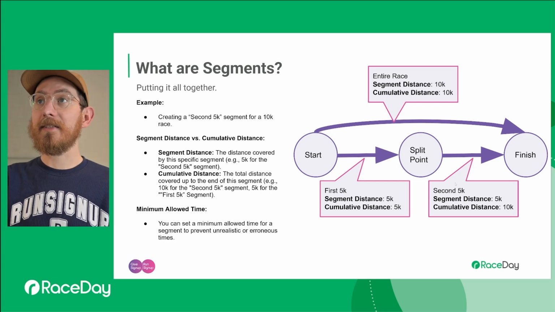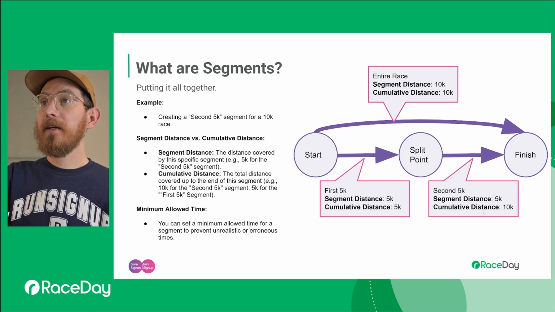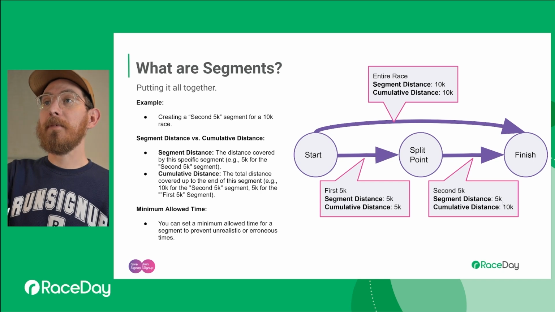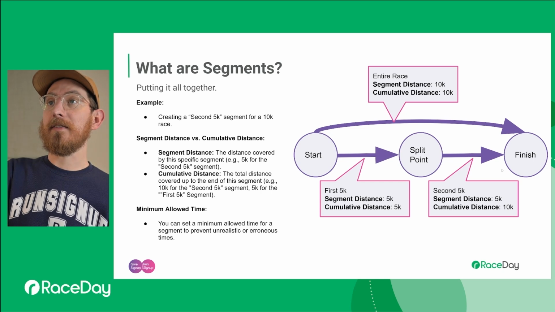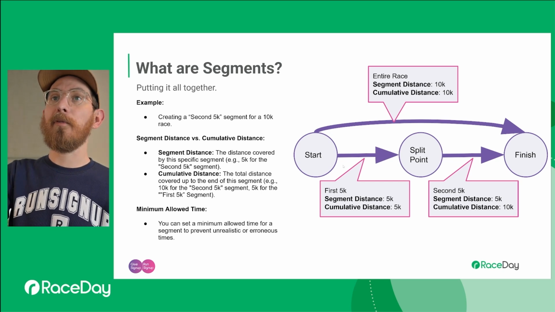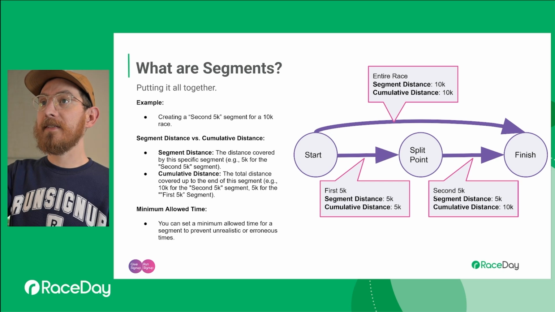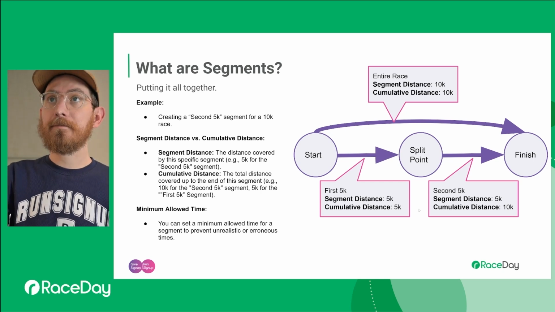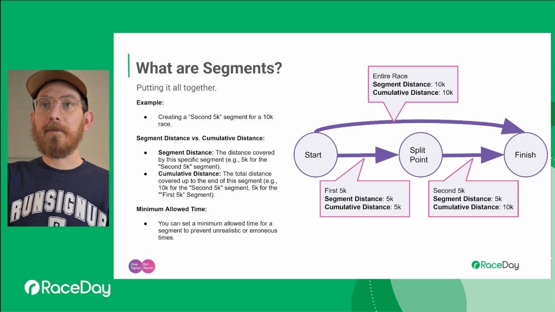But for the second segment, the second 5K, it's going to have a segment distance of 5K, because what that means is this segment, just this segment, is 5 kilometers. But the cumulative distance is considering all the distance I did before it as well. So the second 5K is going to have a segment distance of 5K and a cumulative distance of 10K. So just be really sure you understand how that works.